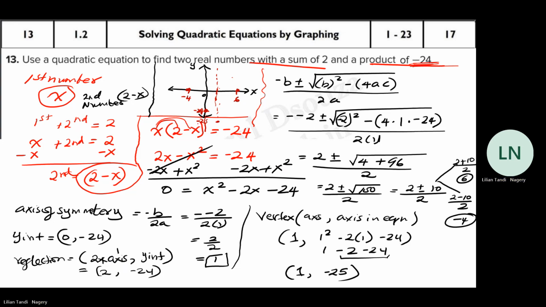Okay? Your reflection is where? Your reflection is (2, negative 24). So this will be 2. Over here is your reflection, like that. Then join your graph. Join your points.